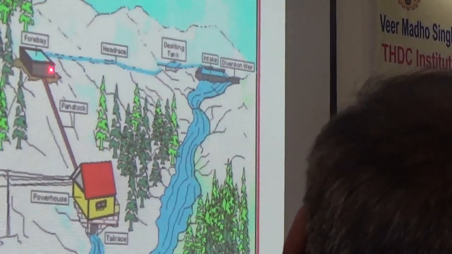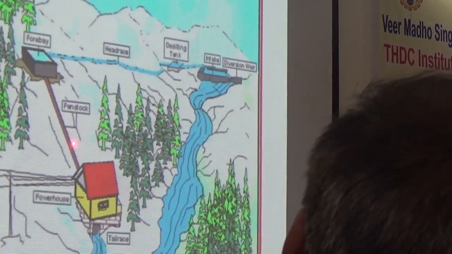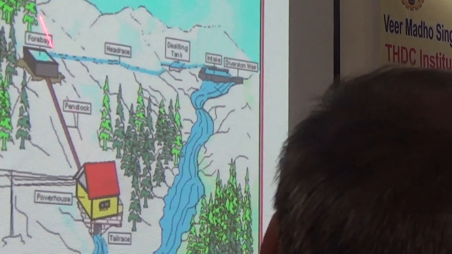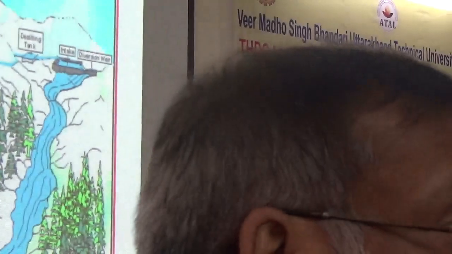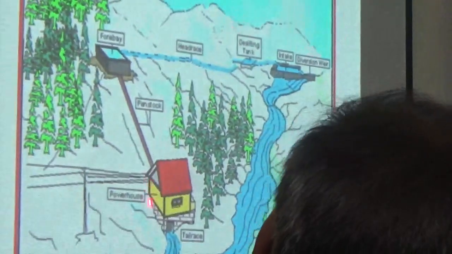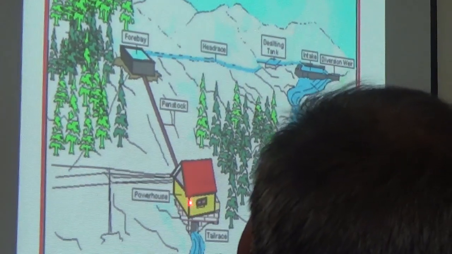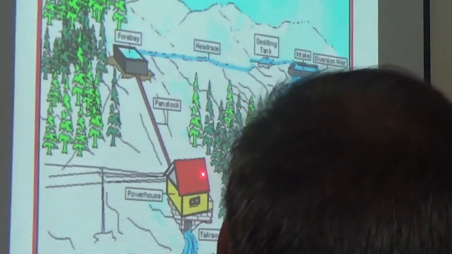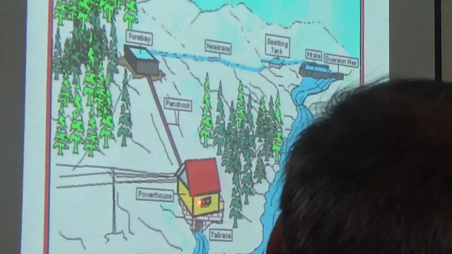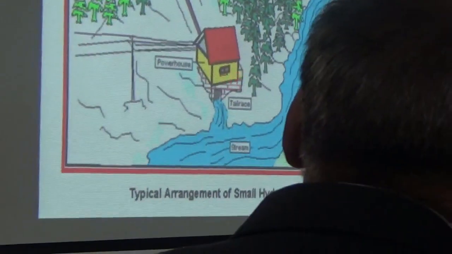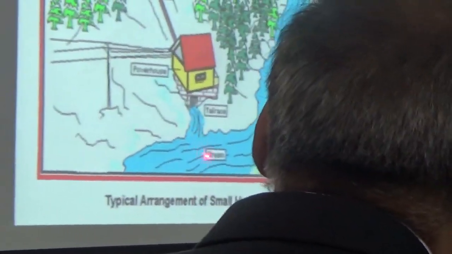From there we take the water through a steel pipe, which is the penstock, and then we have the turbines or machinery in the powerhouse to generate the power. After the power generation, the water is released again into the river. Is it okay?